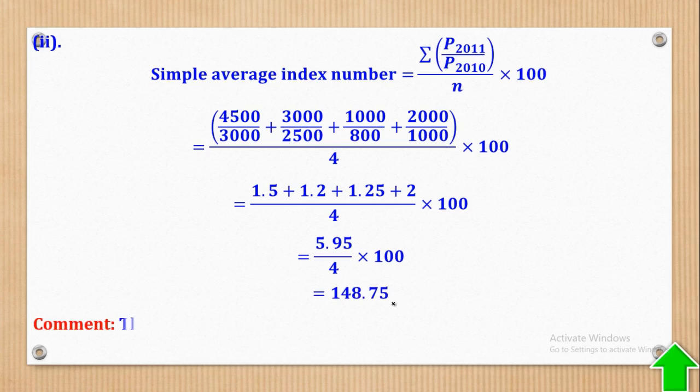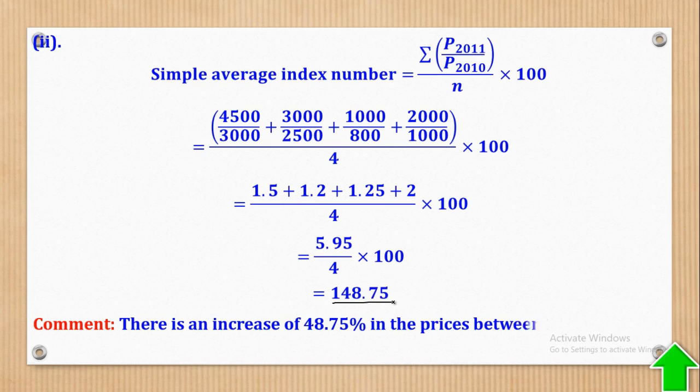But they also told you to comment, so the difference between this and 100 is 48.75. Therefore, you shall comment that there is an increase of 48.75 in the prices between 2010, which is the base year, and 2011, which is the current year.